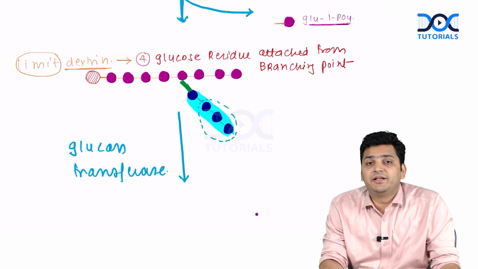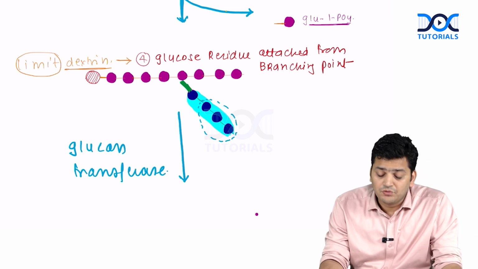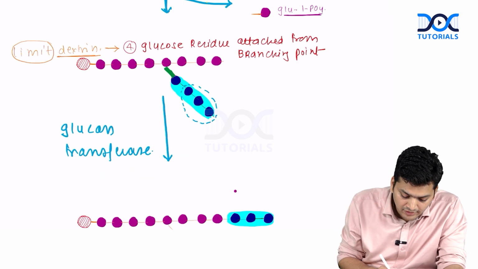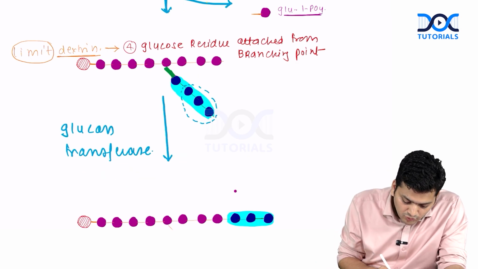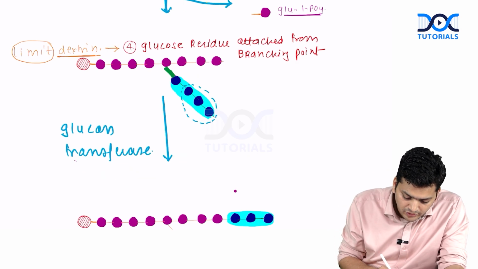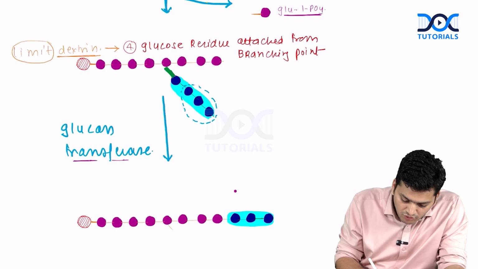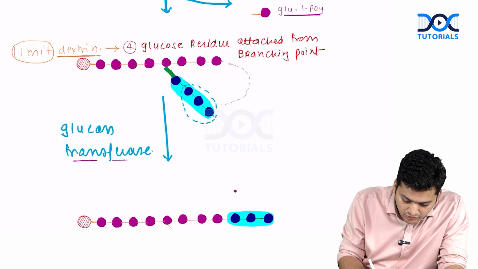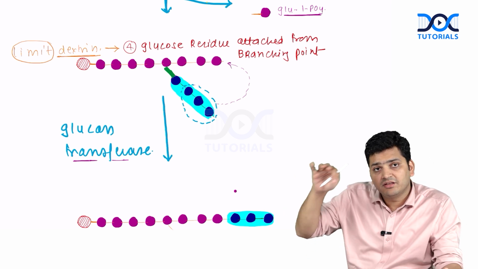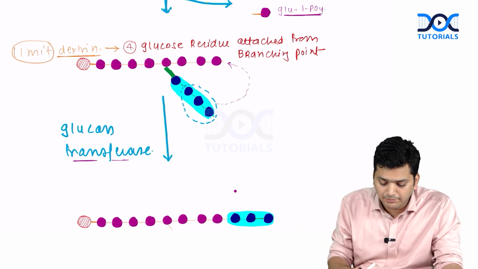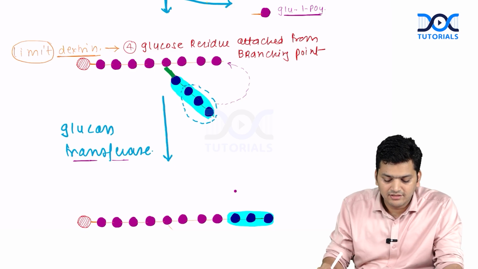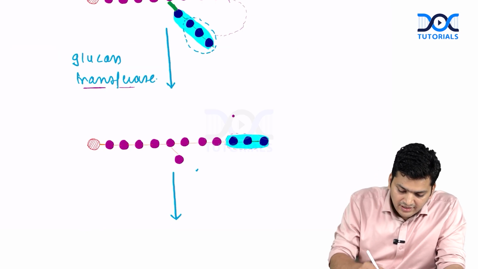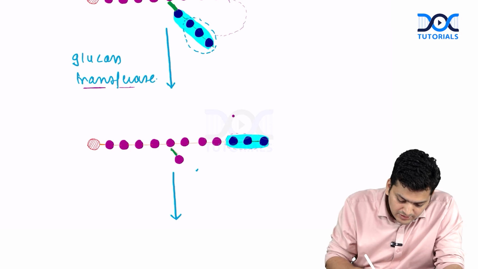This is called the limit dextrin. Now it cannot cut. So what happens is a special enzyme comes, called glucan transferase. What this glucan transferase will do is take out of the 4 molecules and shift these 3 molecules to the nearby place. It is going to transfer the 3 glucose residues to the nearby place, and now it will look like this. You can see that the 3 glucose molecules have been shifted here, and now the branching point is exposed.